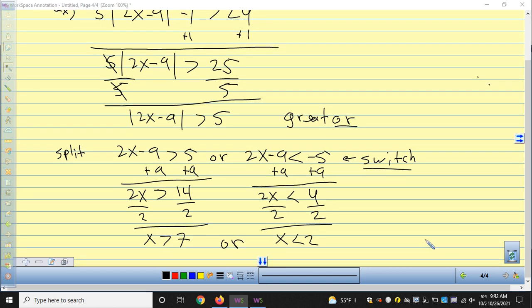And if I graph this inequality, my or inequality, there's a 2. Oops, I need to go further here. There's 7. This is greater and less. Do I use an open dot or a closed dot? Open when it's not equal. And my arrows go in opposite directions. x is less than 2, or x is greater than 7.